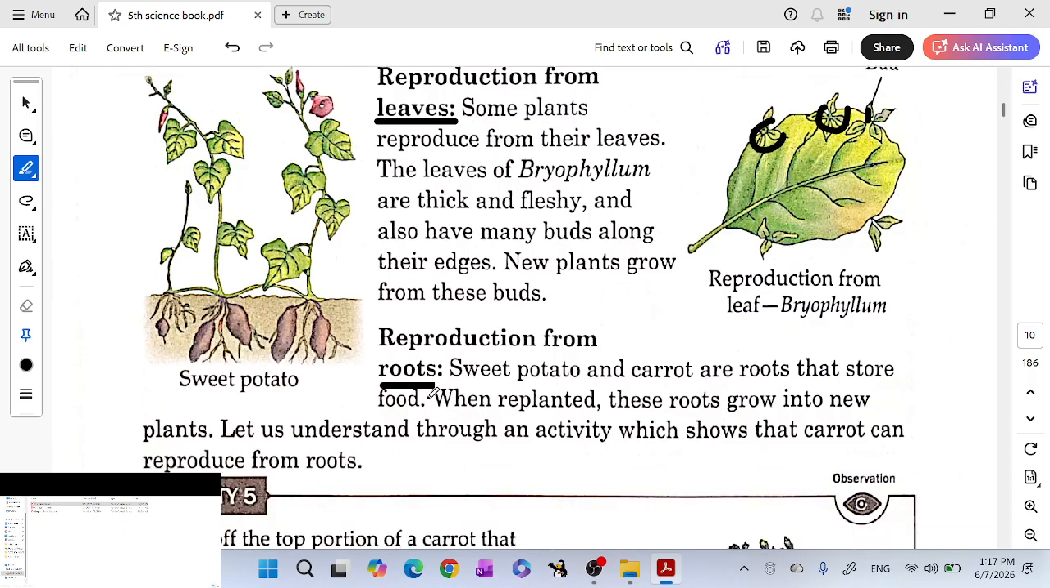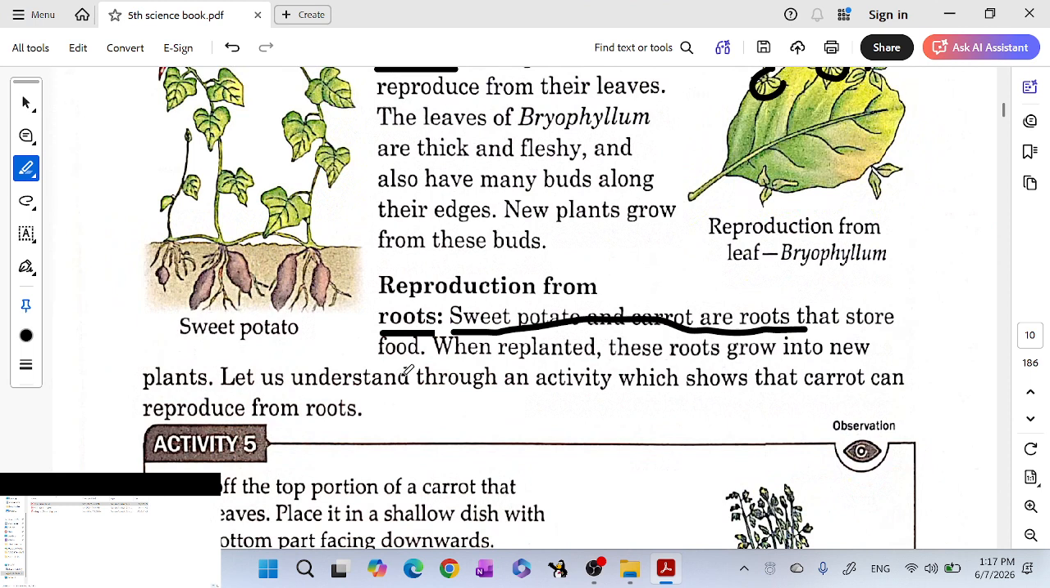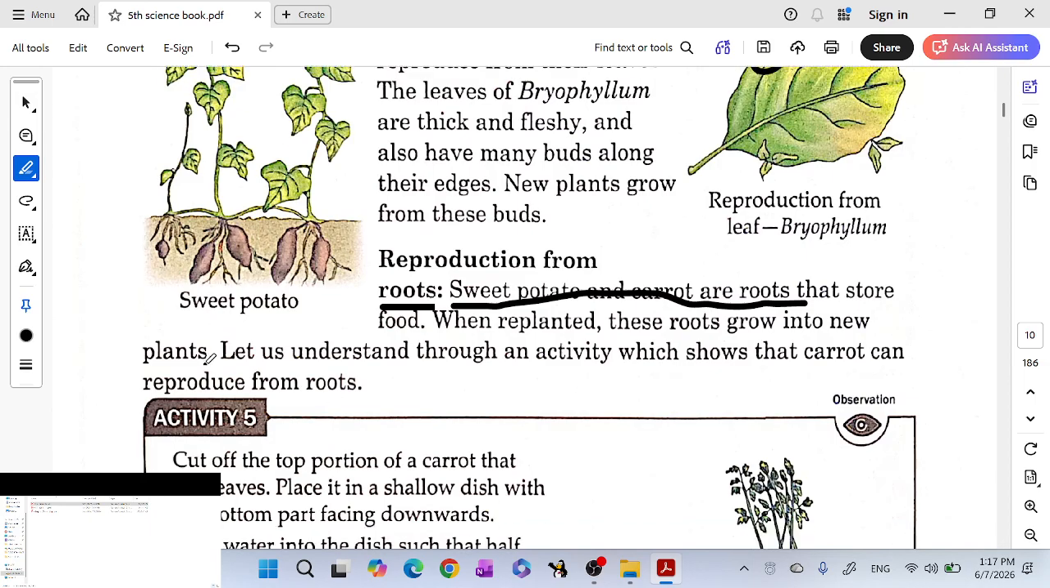Reproduction from roots. Not only stem and leaves, but also roots. Sweet potato and carrot are roots that store food. When you replant sweet potato, carrot, onion, all these things into the soil, then what will happen? Again reproduction will happen. When replanted, these roots grow new plants.